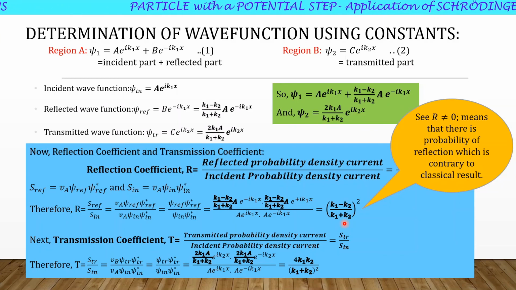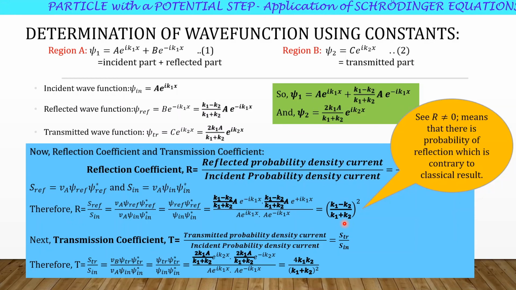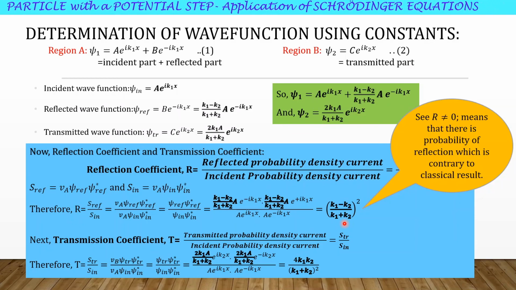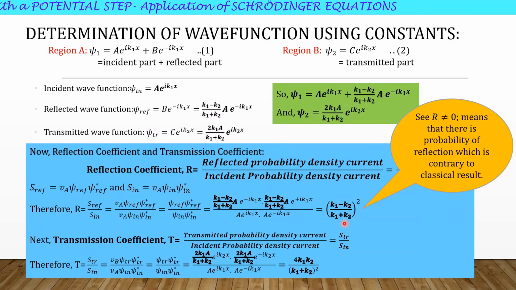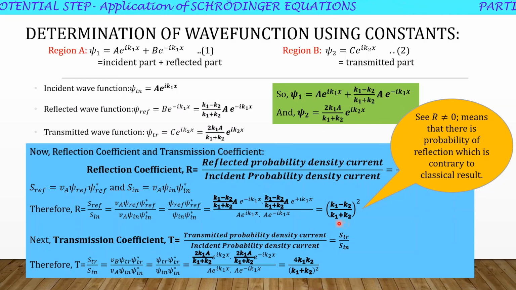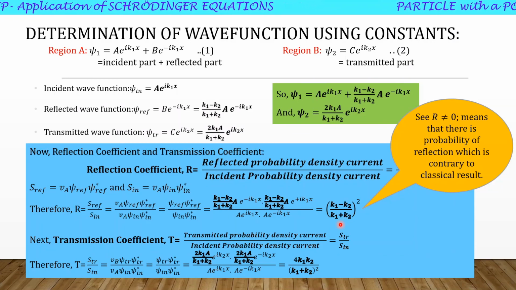Classical mechanics simply said that if the energy of the particle is greater than the potential step, it will, in a complete manner, transmit into region B. Now, this result, R non-zero, is contrary to the classical mechanics predictions.